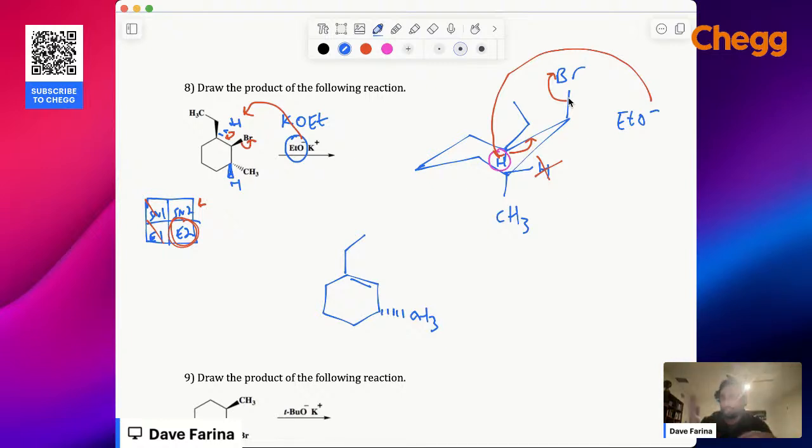We have to then flip it and draw the one where the bromo is axial. And then we see, do we have any alpha protons that are also axial? And it turned out that one of them was not. This one is. And so we can get that one. So then going back to this top-down notation, the ethoxide will grab that proton. We'll get the double bond here. We'll kick that off. And so that is going to be our product. And that is an E2 elimination. So that's that one.